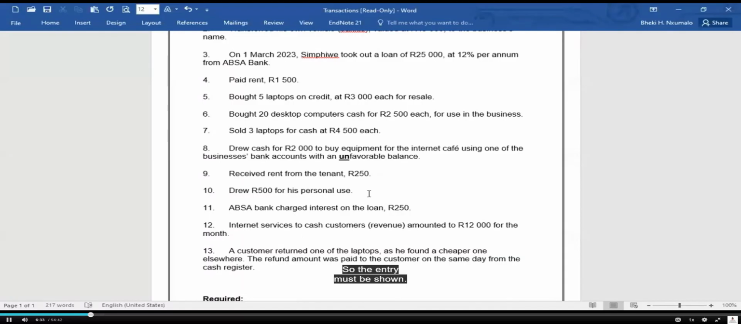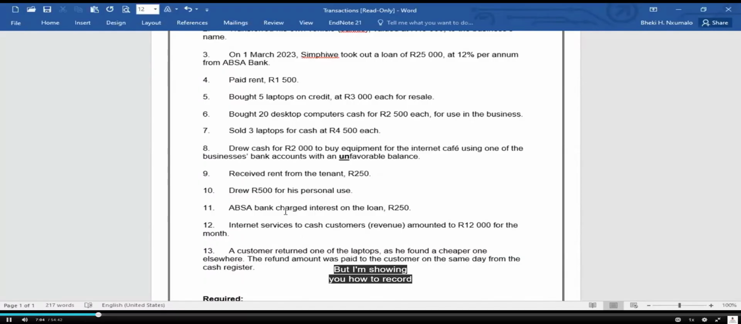Number 11, Absa Bank charges interest on the loan. If you remember, he asked for a loan in number 3 of 25,000. The bank is charging interest, 250. That's 25,000 times 12% per annum divided by 12 months. If it's not the right amount, I'm showing you how to record the entry. So that is your interest on loan.